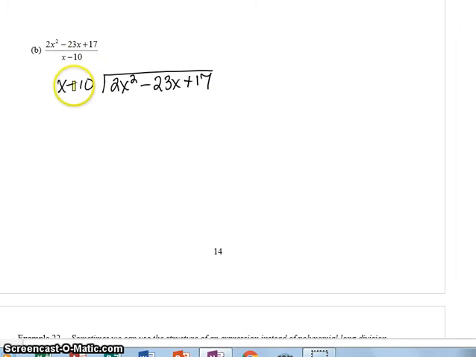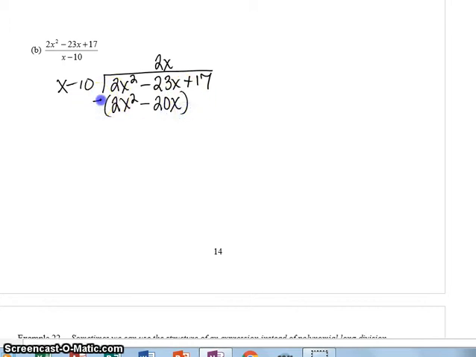All right, so now you're going to say, how can I change an x squared to a 2x squared? Or how many times does it go into it? Okay, so when we do that, you're going to say x times a 2x would be a 2x squared. So 2x times x is 2x squared. And then you're going to take 2x and multiply it by negative 10, and that's negative 20x.